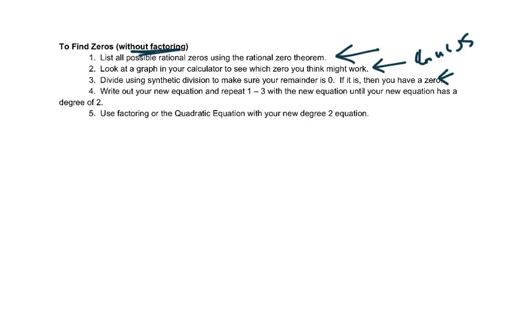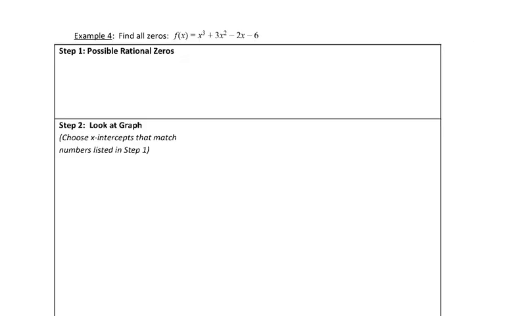And then we're going to write our new problem. With that new problem, we'll complete those same 3 steps again and again until we get down to something that has a degree of 2 so that we can use a quadratic equation or factoring. So let's try that on a few problems. So step 1 is that I need to list the possible rational zeros. So I start with this end number, 6. And 6 can be 1 and 6 and 2 and 3. So that's what I want to list on top.